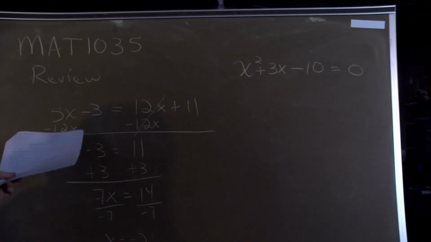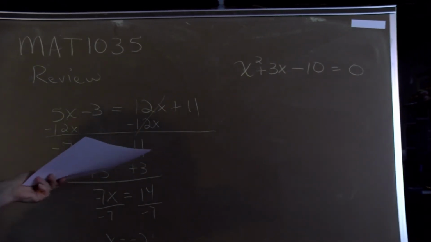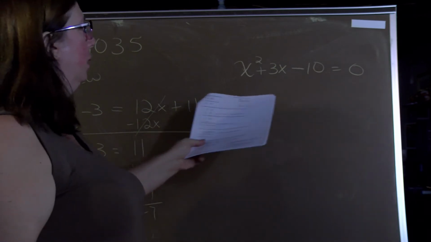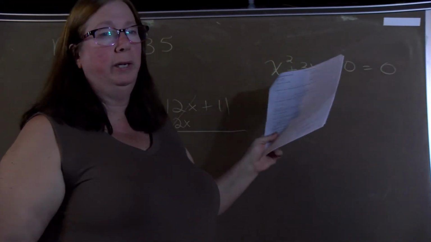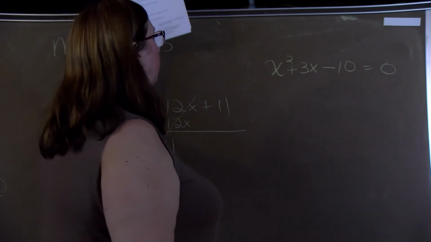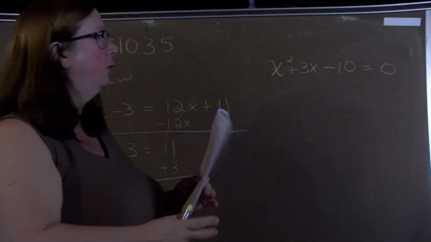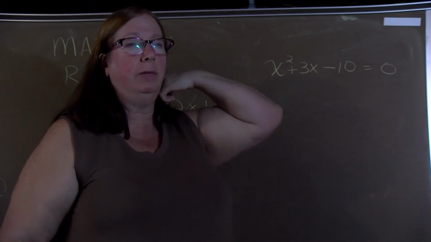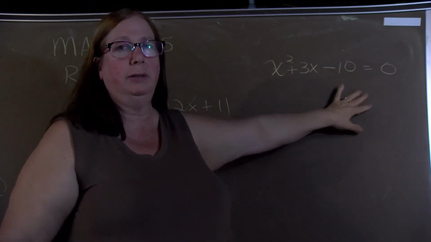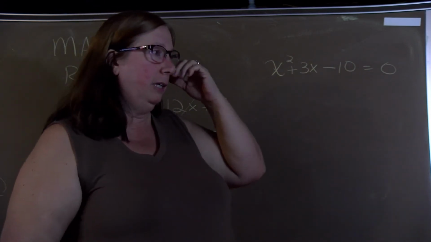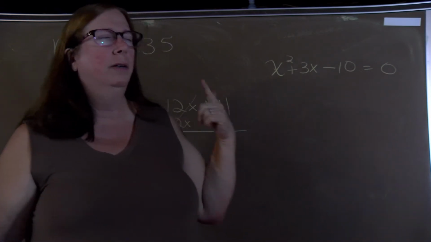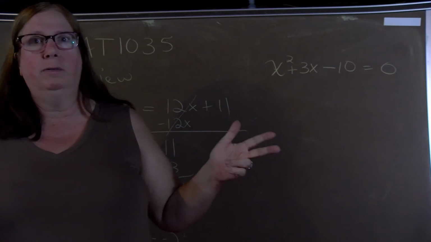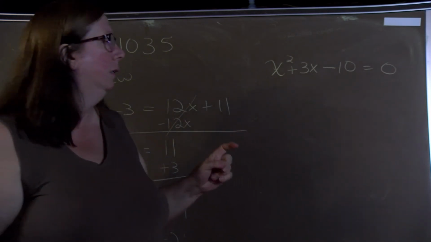Okay, besides the linear equations, which is when you have x to the first power, we also have x squared, or the second power. When it's the second power, it's quadratic. You need to have it set equal to 0 if it's not already set equal to 0. And then you can either factor it, complete the square, or use the quadratic formula to solve it.